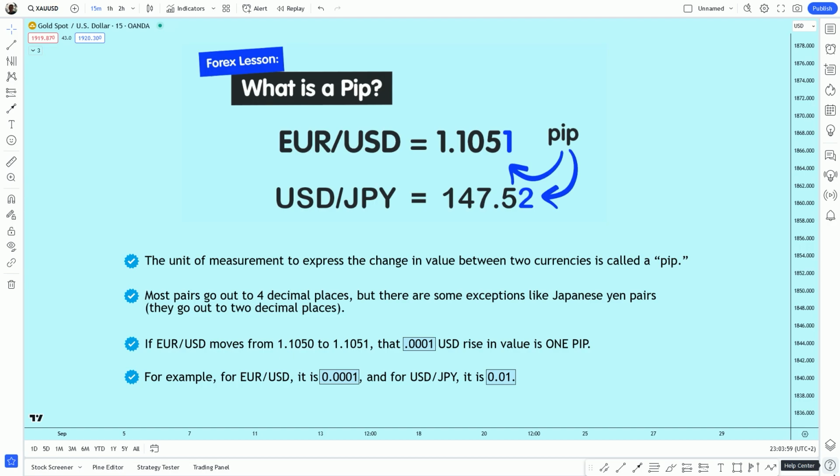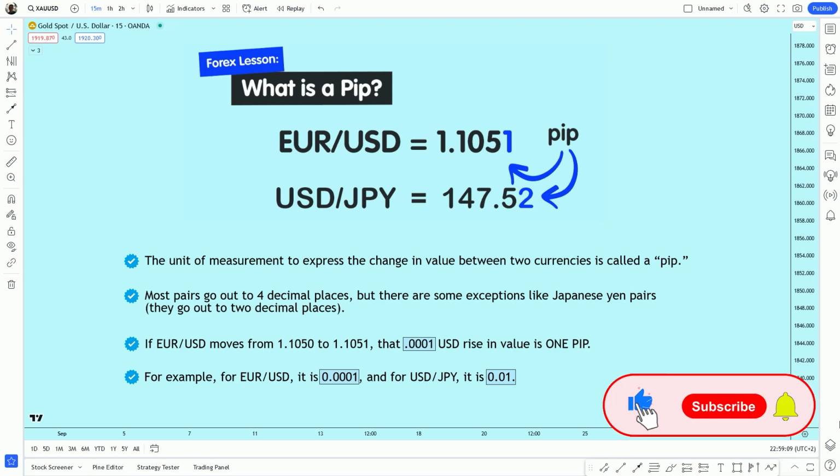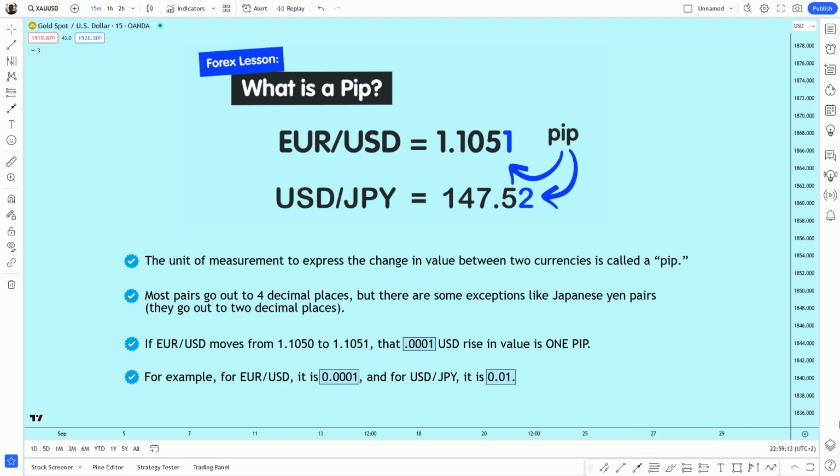This will be one very quick video where I will explain how to calculate pips in a very simple way. The unit of measurement to express the change in value between two currencies is called a pip. So when price changes from one level to another, we use pips to calculate this change. For most pairs, a pip is a fourth decimal number.